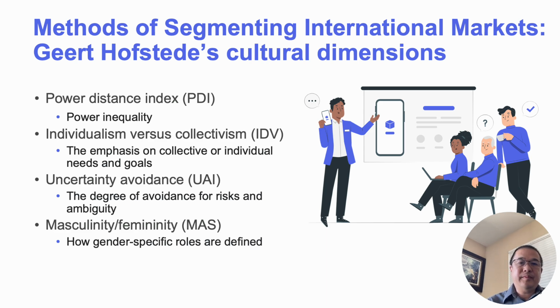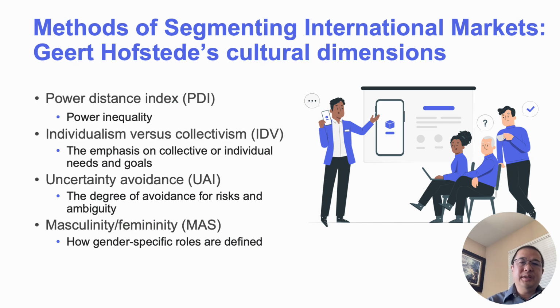Low PDI. People generally prefer equality, expect managers to be approachable, value participation in decision making. Examples include Denmark, Sweden, and New Zealand. For example, a luxury brand may use celebrities or authority figures more effectively in high PDI countries, while ads in low PDI countries often emphasize equality and collaboration.